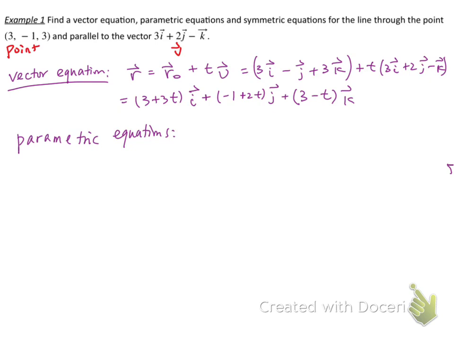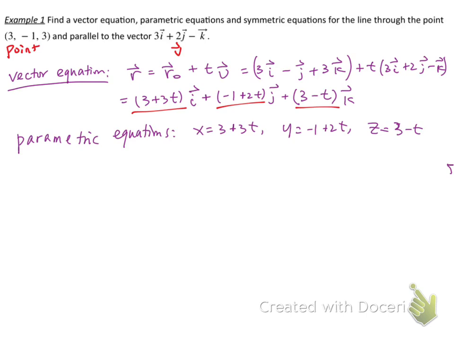Now, the second, parametric equations. Instead of using i, j, k to force all the different coordinates together in one equation, you just write them separately. So x equals 3 + 3t, y equals -1 + 2t, and z equals 3 - t. We are taking the x coordinate, the y coordinate, and the z coordinate.